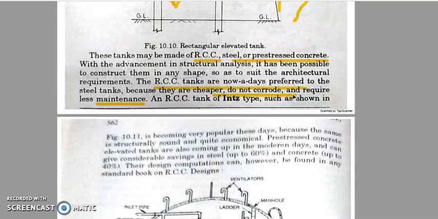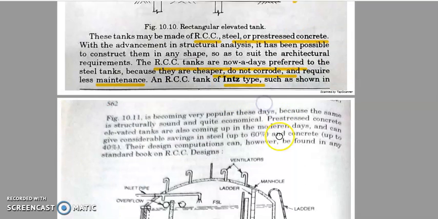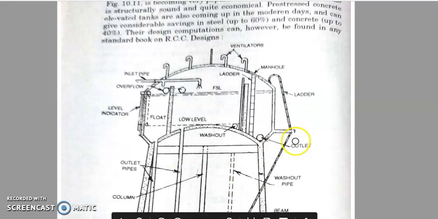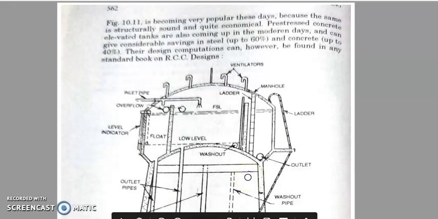Another type of RCC tank is called the hinge tank, which is provided like this. This shape is called a hinge tank. Now this one is also popular nowadays because structurally it is more sound and also economical.